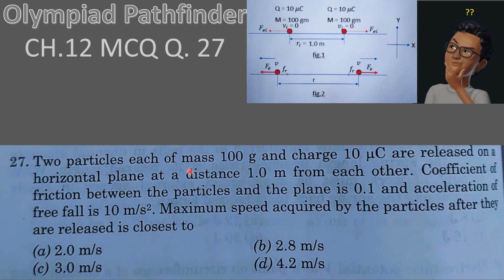Two particles each of mass 100 gram and charge 10 microcoulomb are released on a horizontal plane at a distance 1 meter from each other. Coefficient of friction between the particles and the plane is 0.1. And acceleration of free fall, g, is to be taken as 10 meter per second square. Maximum speed acquired by the particles after they are released is closest to.